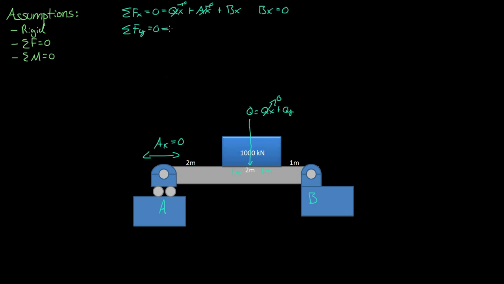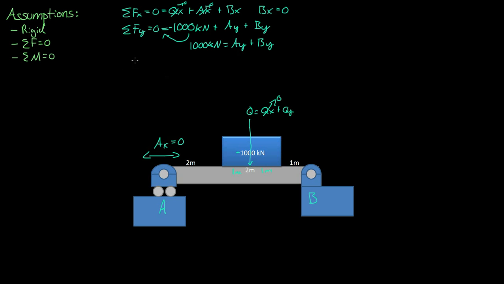Now let's do the summation of the forces in the y direction. They must also equal 0. So we have Qy, which is 1,000 kilonewtons, plus Ay plus By. Oh, that's actually a negative 1,000 because it's going down, so that's a negative. So if we transfer that over here, we get 1,000 kilonewtons must equal Ay plus By.